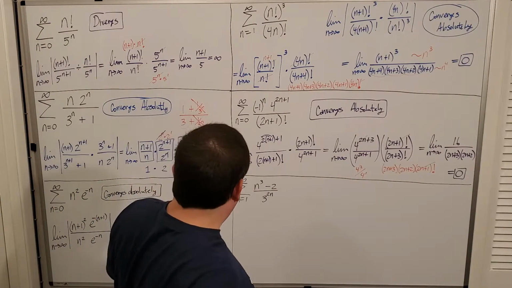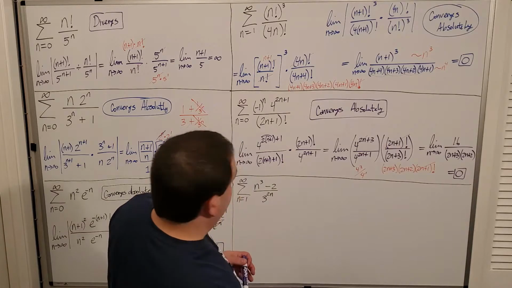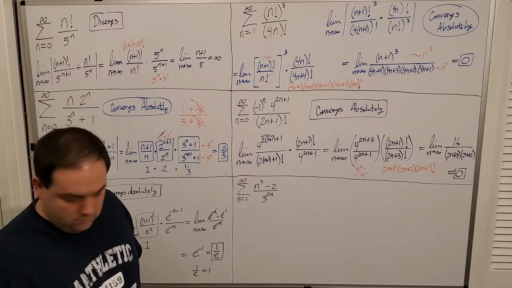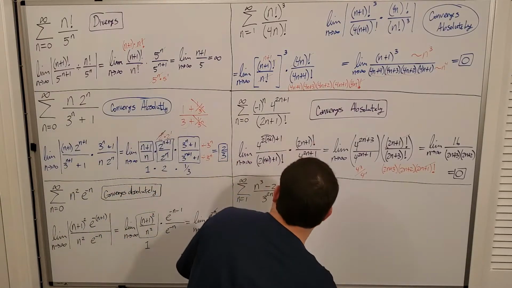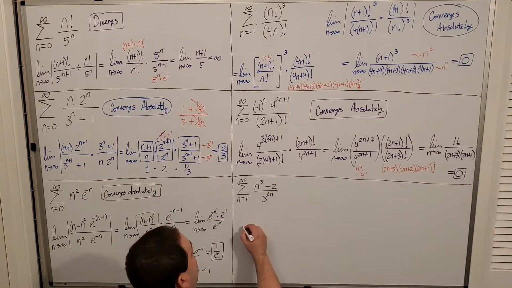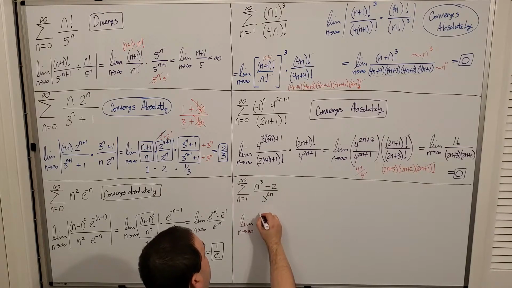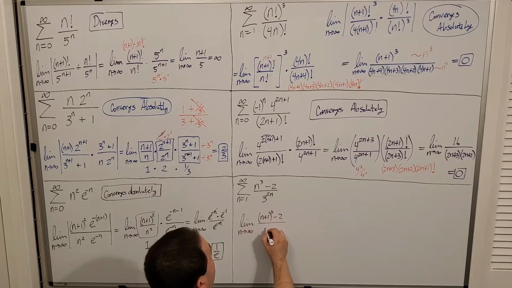Okay, let's set up a limit and find out. So I'm going to be doing the limit here as n goes to infinity of the plus 1 term. So that's n plus 1 cubed minus 2 divided by 3 to the 2 times n plus 1.